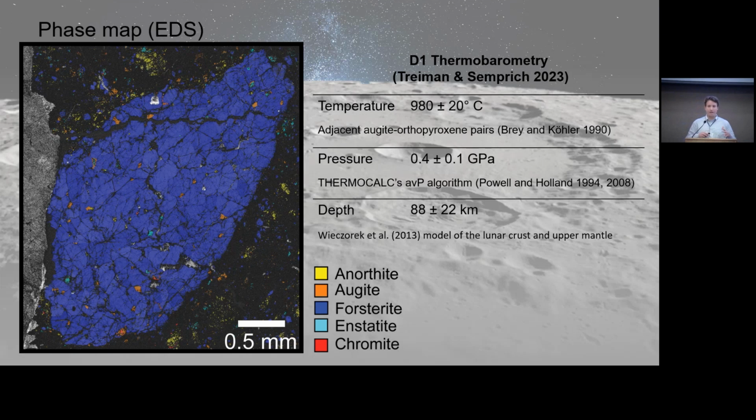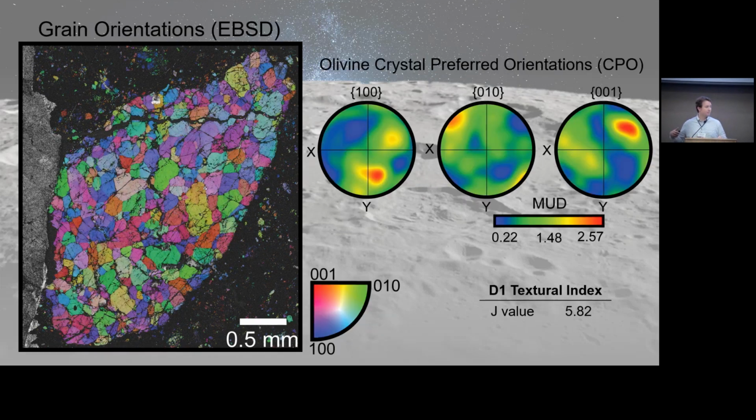EBSD as a method allows us to observe the various orientations of individual grains within the sample and begin to observe what deformation state they may be in. So here are the results of that EBSD analysis. You can see this very colorful map of the sample where we can see orientations of individual olivine grains relative to the sample surface. I've additionally thrown up here some pole figures showing the distributions of those orientations, specifically for each of the three crystallographic axes of olivine.